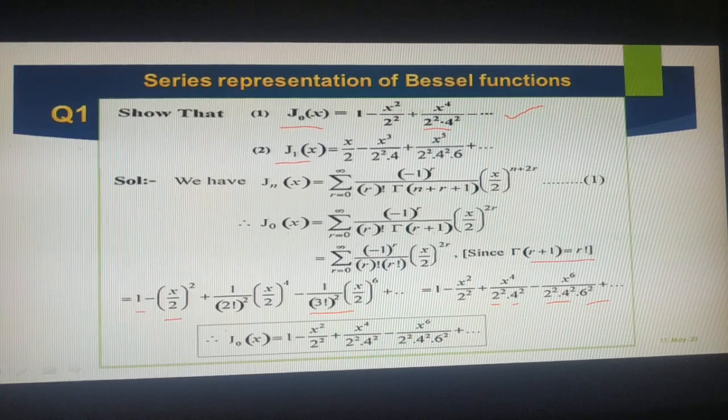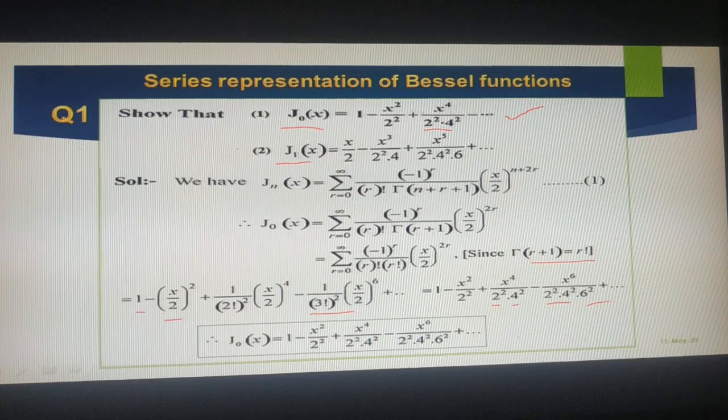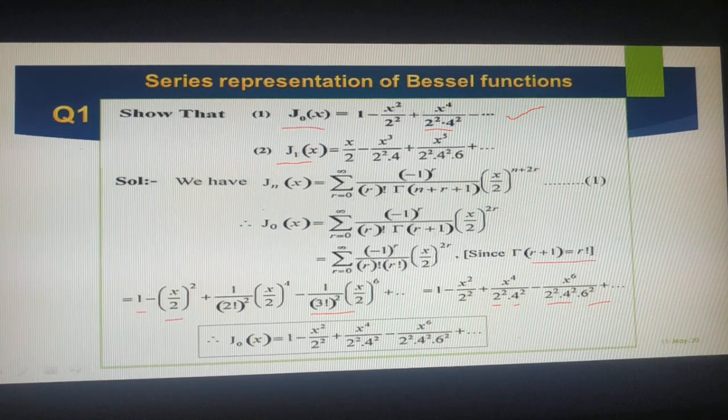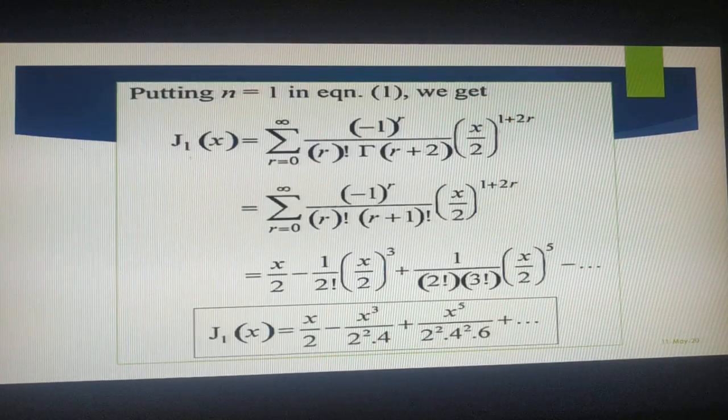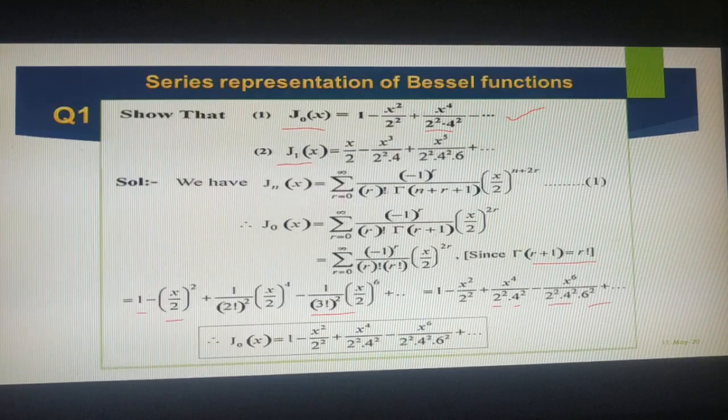Therefore J0 of x is 1 minus x square by 2 square plus x to the power of 4 by 2 square into 4 square minus x to the power of 6 by 2 square, 4 square, 6 square, plus and so on, right? And one more thing we have to find out, J1 of x. In place of the formula, we have to put n equal to 1. So if I substitute n equal to 1, this is your formula, right?